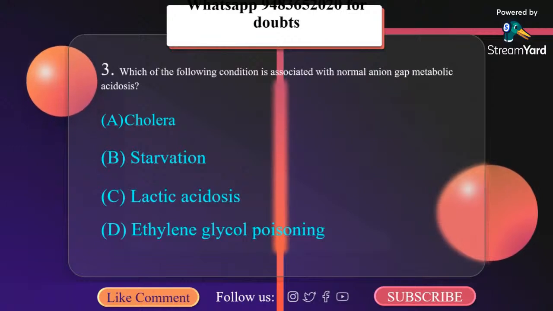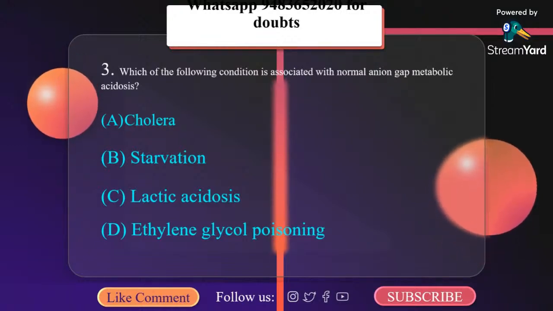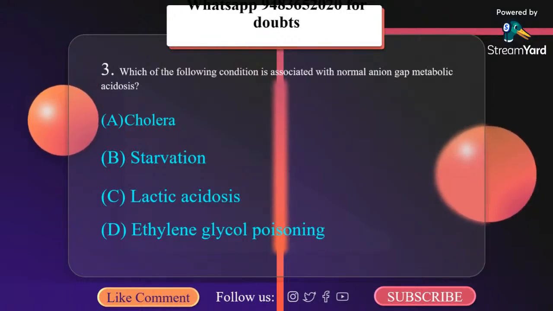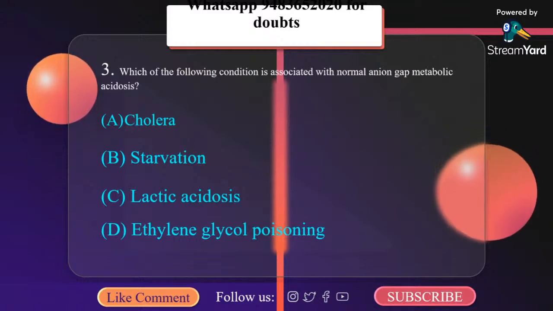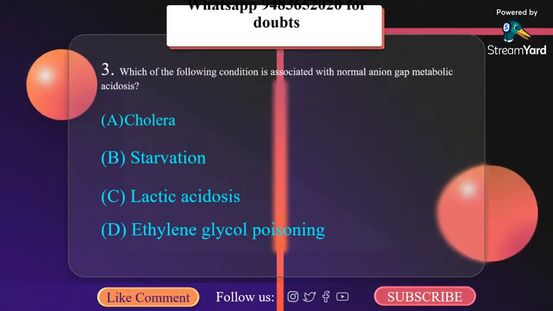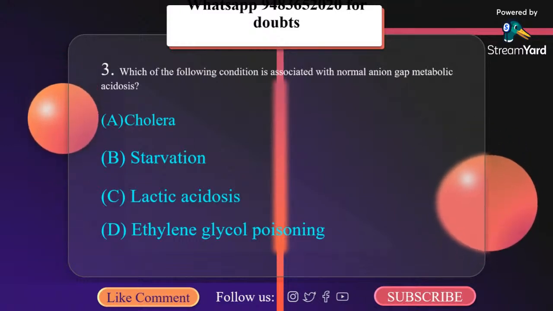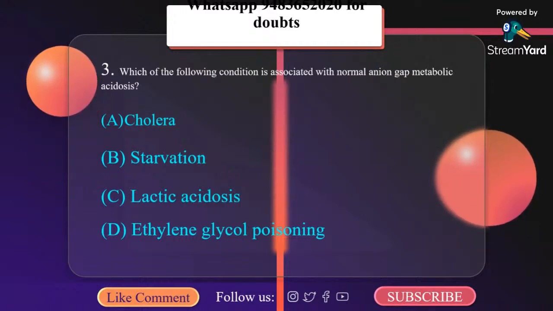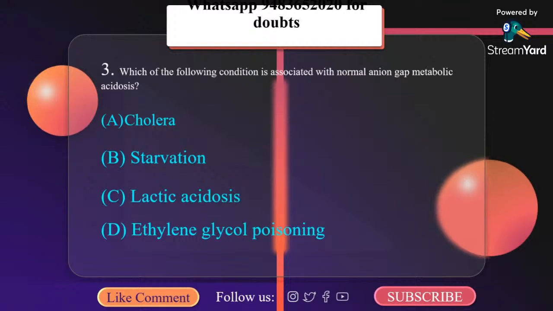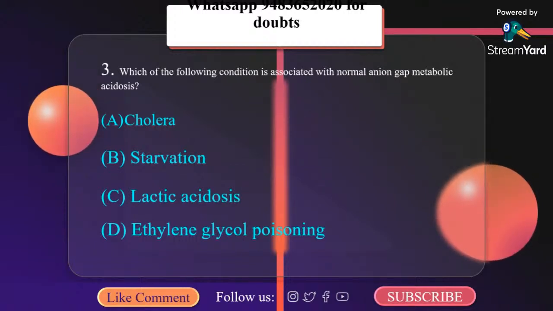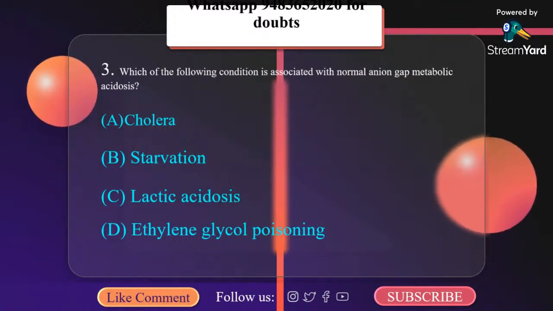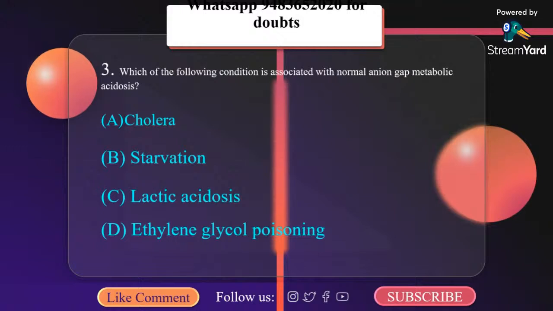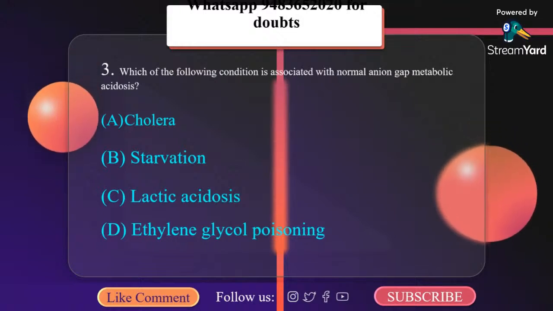A normal anion gap metabolic acidosis is caused by loss of bicarbonate with a reciprocal increase in chloride concentration. It is also known as hyperchloremic acidosis. It most commonly results from abnormal gastrointestinal or renal losses of HCO3 minus. Diarrhea is the most common cause of hyperchloremic metabolic acidosis.